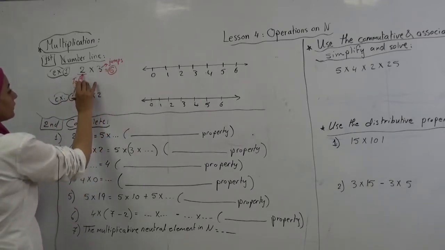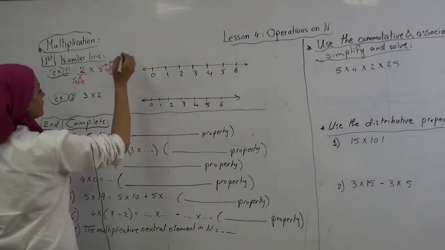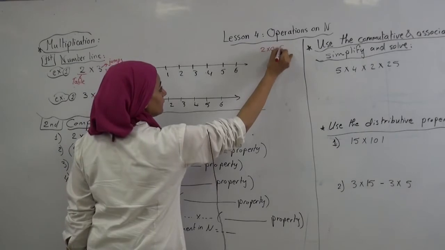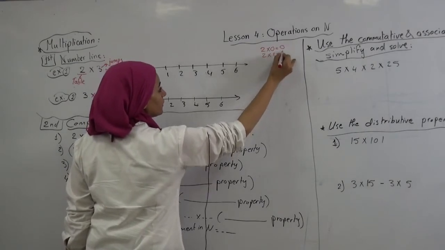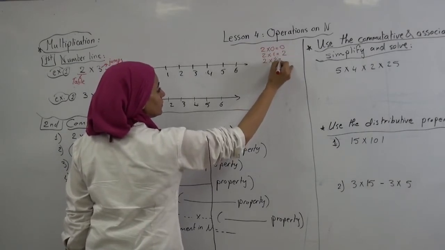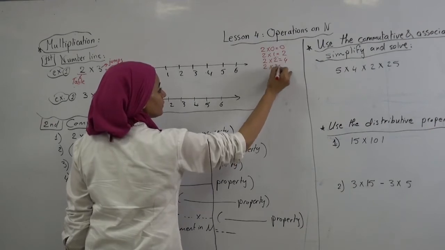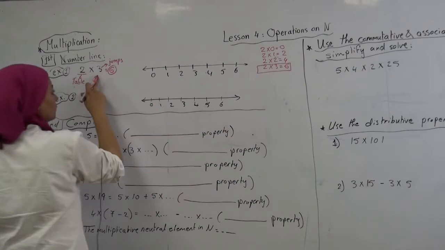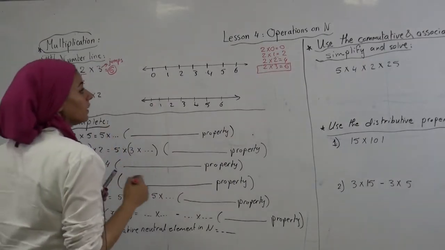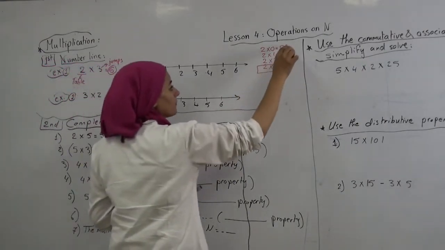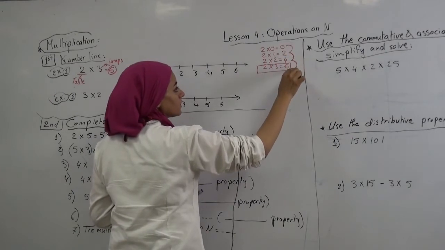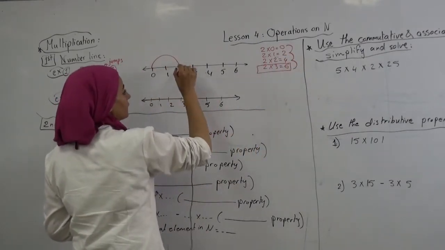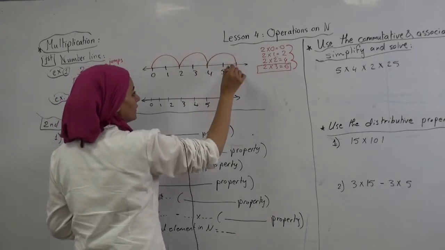So I need to write table 2. Table 2, we are going to write it here. 2 times 0, 2 times 1 equal 2, 2 times 2 equal 4, 2 times 3 equal 6. We are going to write till we reach the answer or the problem itself. What we are going to do now is to jump on the answers like this. From 0 till 2, look here, and from 2 till 4, and from 4 till 6.